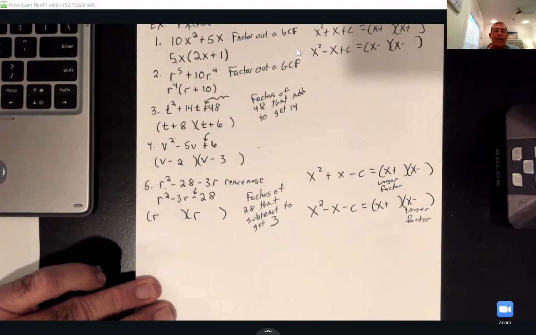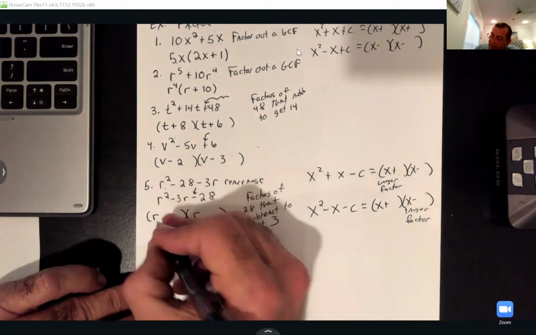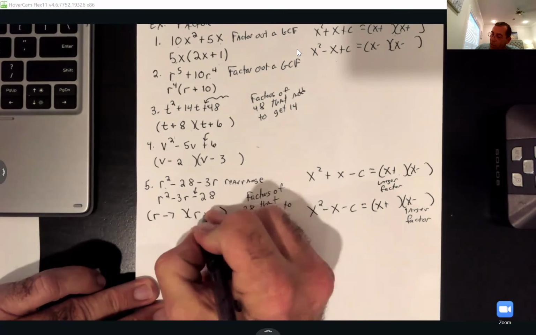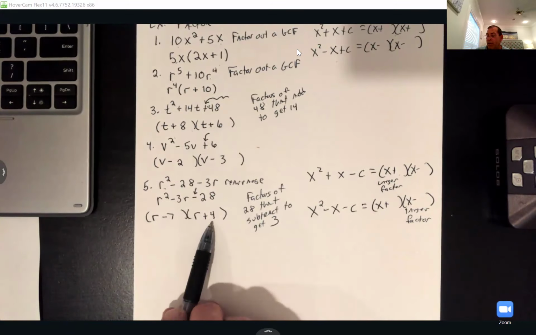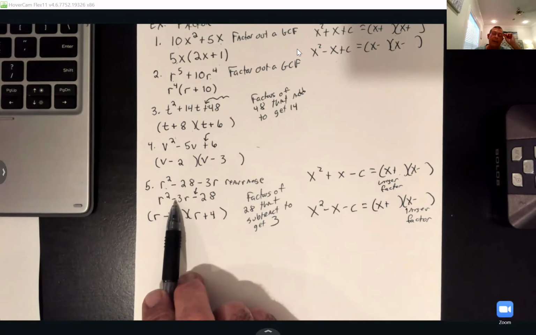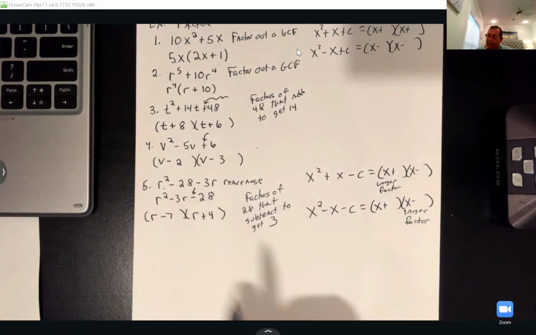Also, Matthew, you got them, negative 7 and 4. So the 7's bigger, we're going to make it negative. And then the 4 is positive. And you ought to make sure negative 7 plus 4 gives you negative 3. And then if you multiply those, you get a negative 28, okay?